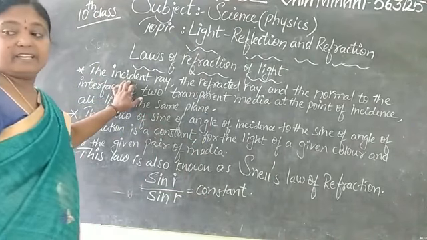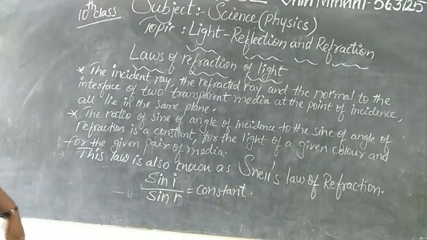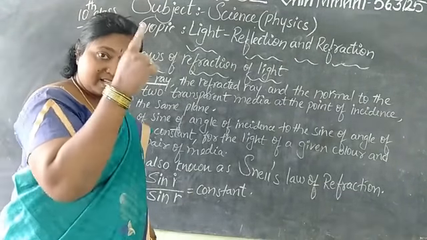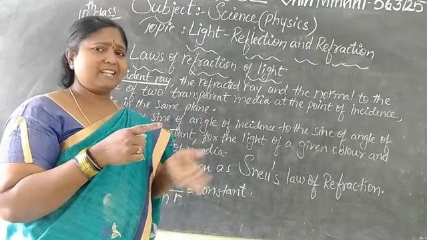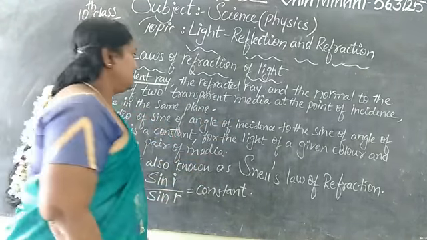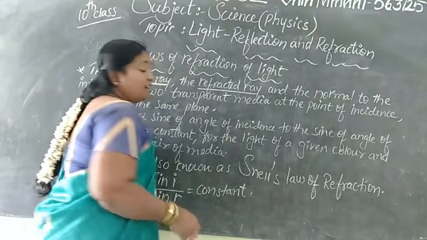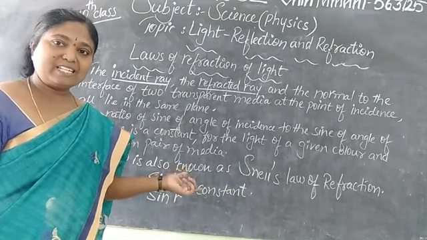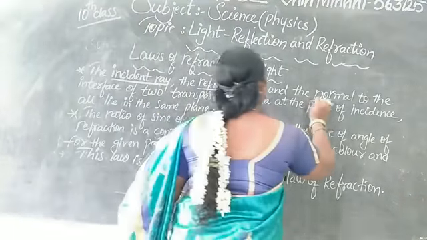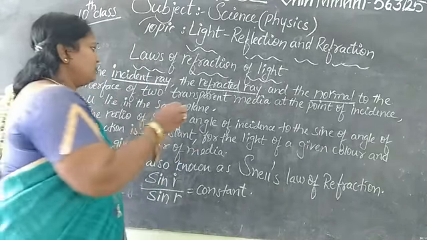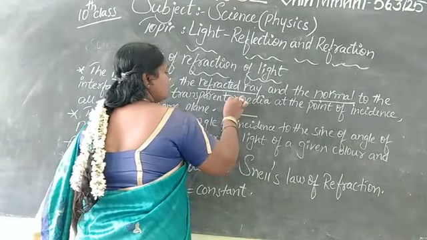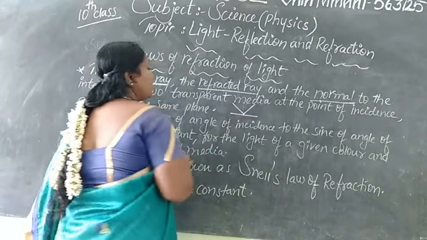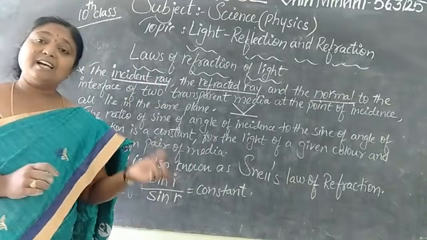The incident ray, the refracted ray and the normal. So, incident ray, which is coming from the object, that is maybe the sun or the light. That ray we call it as the incident ray. The refracted ray is the one which refracts from the incident ray. We call it as the refracted ray, and the normal ray. That means, if you think this is the mirror, this is the incident ray, this is the refracted ray, which you are going to draw in the middle, that is the 90 degree, we call it as the normal ray.